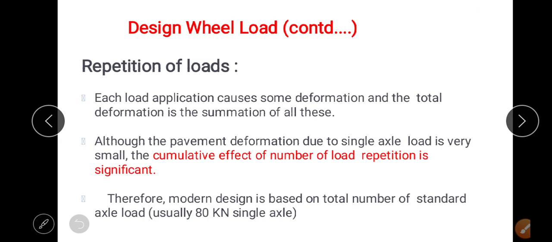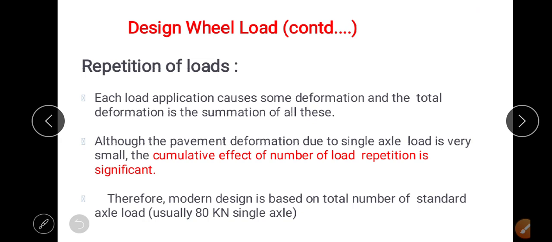It will be repeating n number of times, you can say. Continuously vehicles are moving, which means at every point of time a vehicle arrives at that particular point on the road surface, and load is applied. Since the road is constructed throughout the stretch of say 100 kilometer, 200 kilometer, 1000 kilometer continuously, unlike a building structure, we should not consider it as one; we have to consider it separately. That's why repetition of loads comes into the picture. You have to consider the repetition.